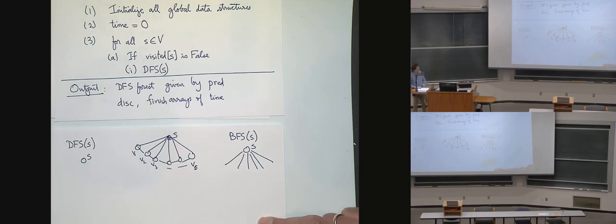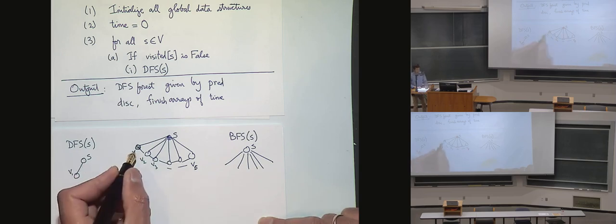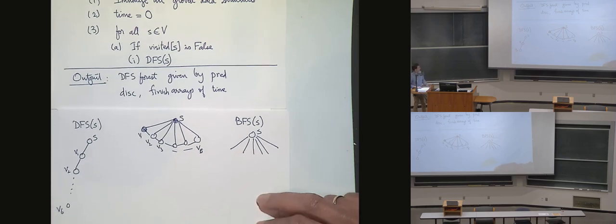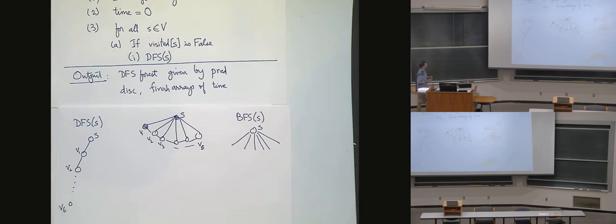So it's going to be S, and S is going to have this child V1. So V1 gets visited, but then you call DFS V1, which is then going to call DFS V2, so on and so forth, all the way up to V6. So your tree actually ends up being a path. It is not a shortest path tree.